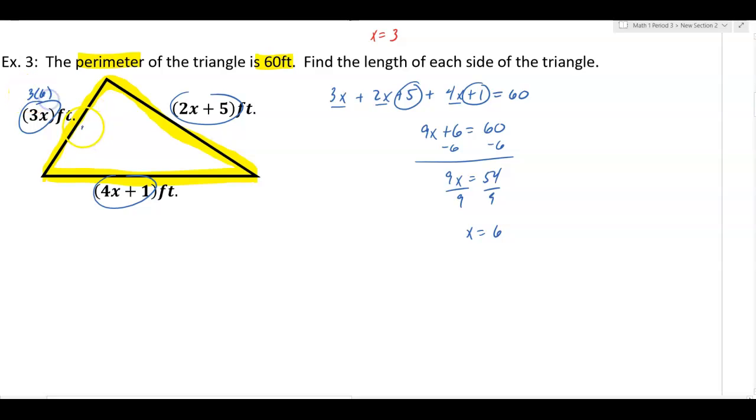3 times 6 tells me this side is 18. 2 times 6 plus 5 gives me 17. Then 4 times 6 plus 1 gives me 25. If I add those all up, they would add up to 60.